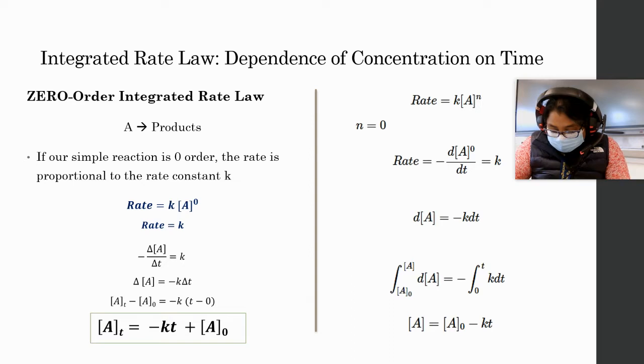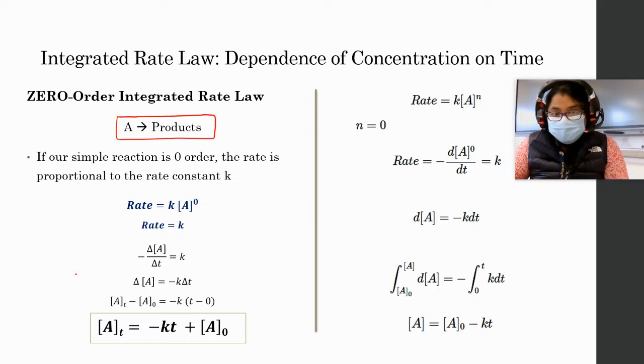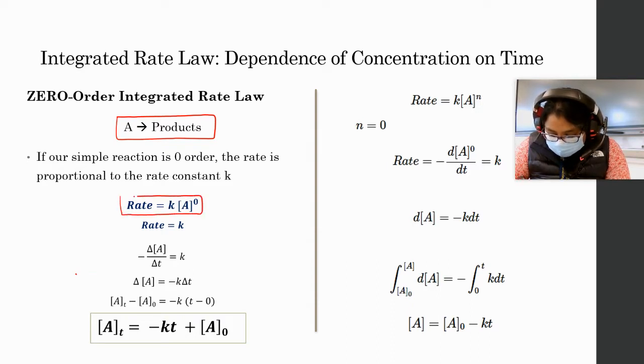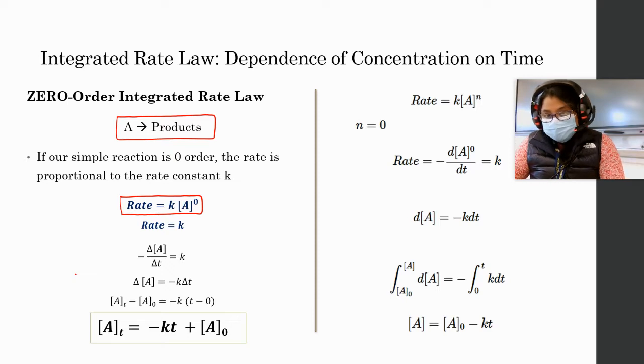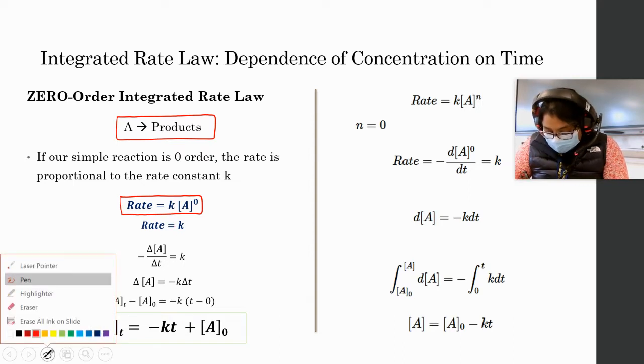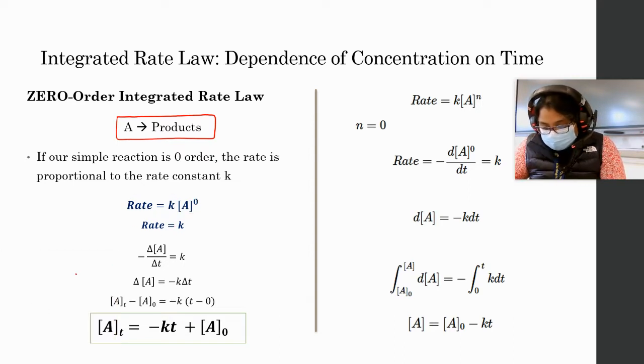Here is the zero order integrated rate law. We're going back to a very basic reaction with reactant A decomposing into products. We know that the rate law for a zero order reaction is: rate equals the rate constant times the concentration of A raised to the power of 0. When you raise A to 0, that's nothing, right? So rate is actually equal to the rate constant. That is the rate law for zero order: rate is equal to the rate constant.